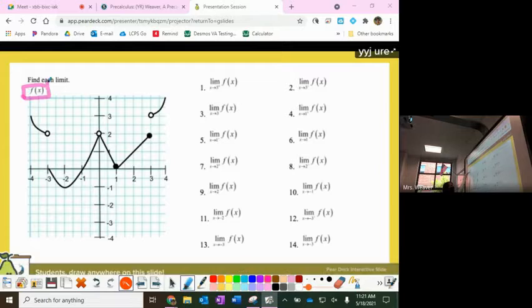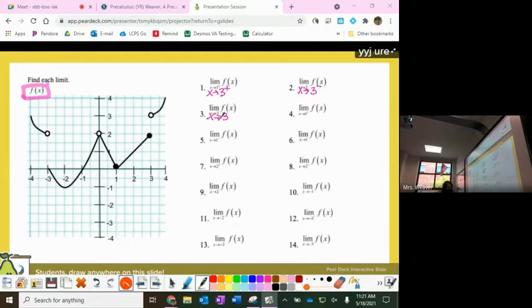So this is our function f of x. It's a piecewise function. It's got different pieces to it, but it's all our function. This is the limit as x approaches 3 from the right. This is the limit as x approaches 3 from the left, and then this is the overall limit as x approaches 3.